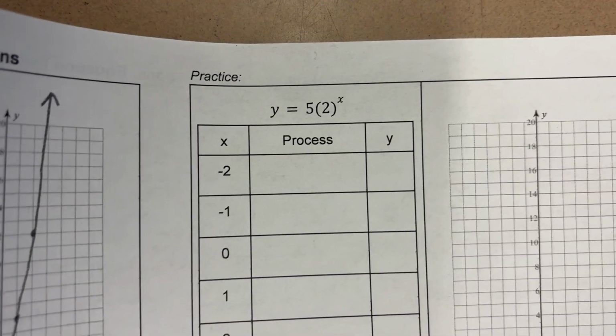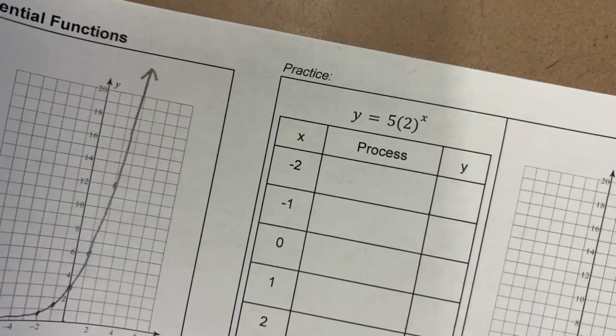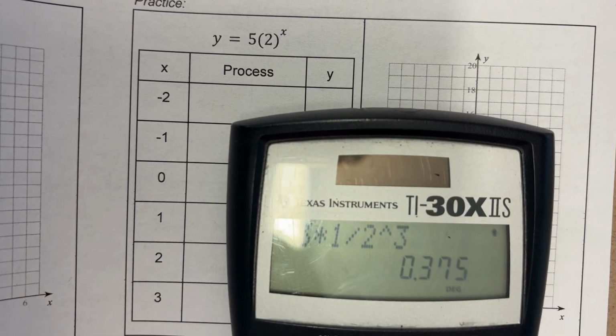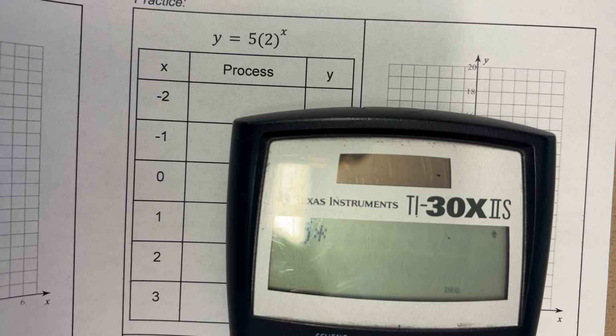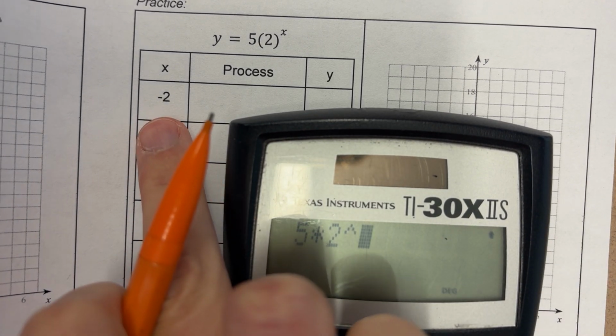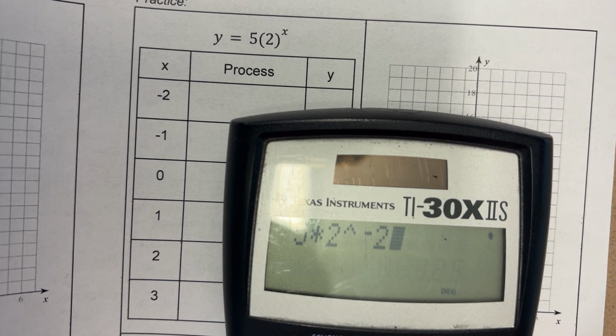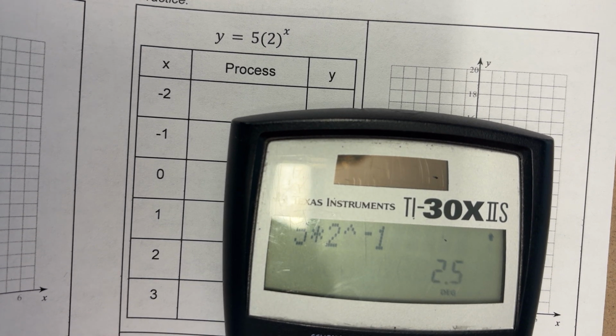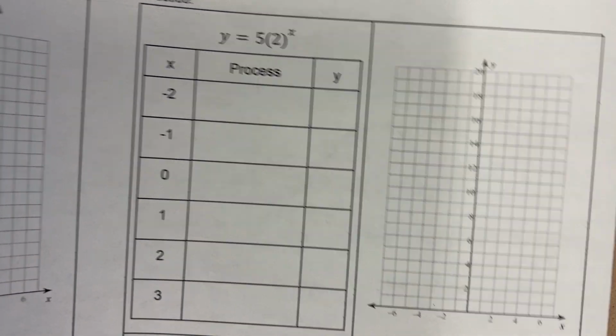Okay, you're going to go ahead and try over here. And again, once you put 5 times 2 to the power of in your calculator, then you're just going to type negative 2, press enter, and then come back here and type negative 1. Don't retype it every time. Be lazy, okay?